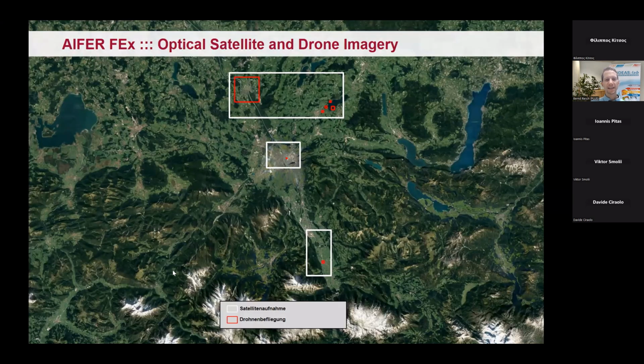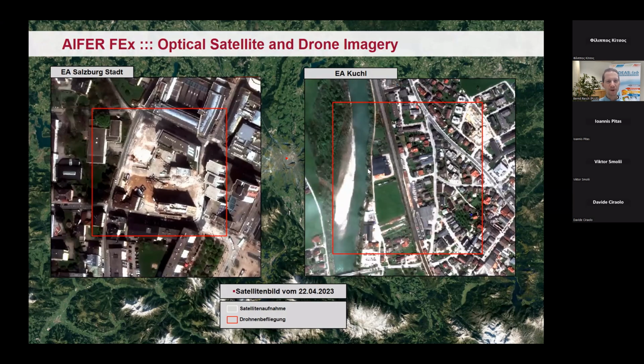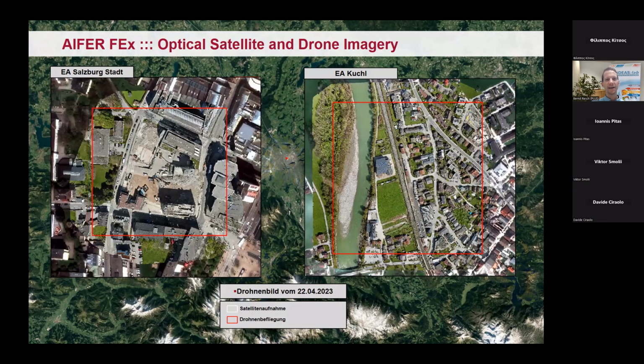Good. Then optical satellite and drone imagery. So what we see here first is in the city of Salzburg and in the city of Kuchl, which was the train incident here, a satellite image from 3 years ago. Then an up-to-date satellite image. So you see that the building has collapsed already here. And this you will see in the next slide as well. And then a very up-to-date drone image. We see the high resolution already, and that you see the damages of the building already.